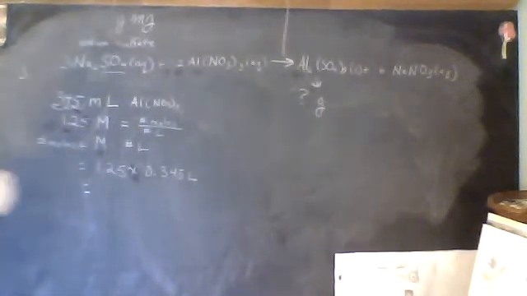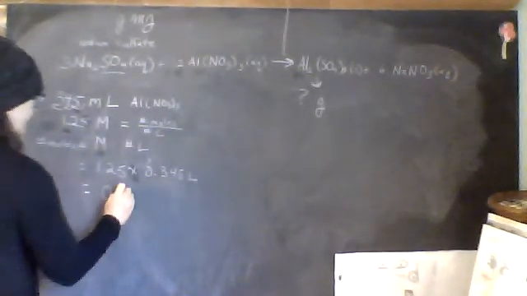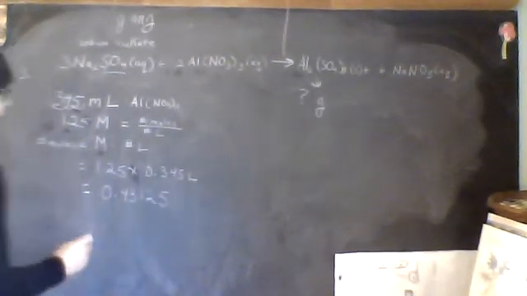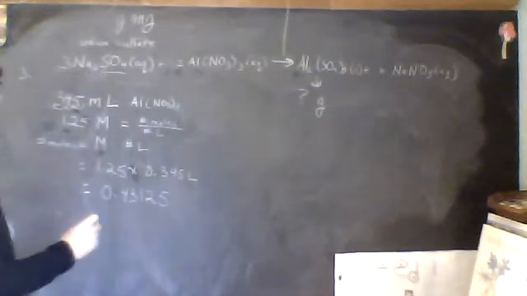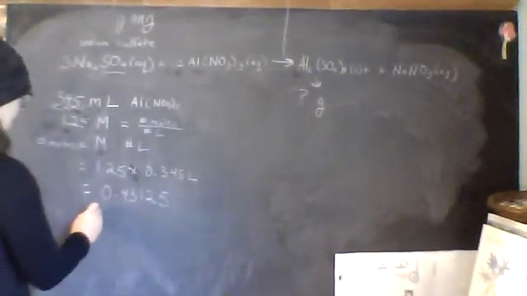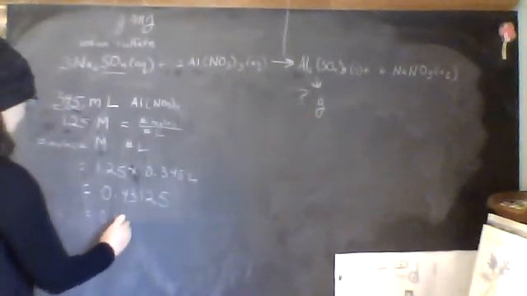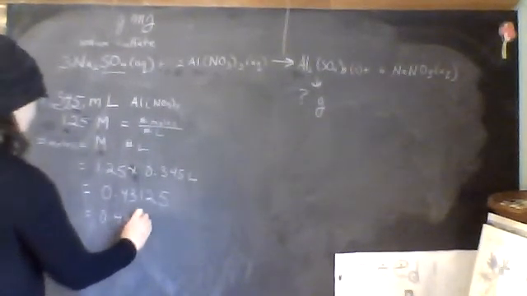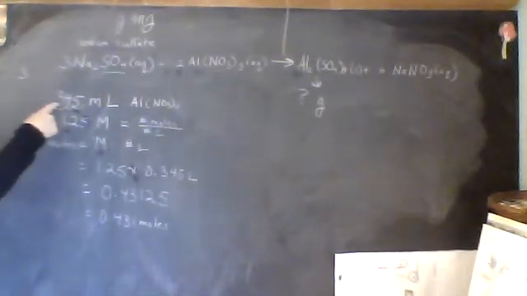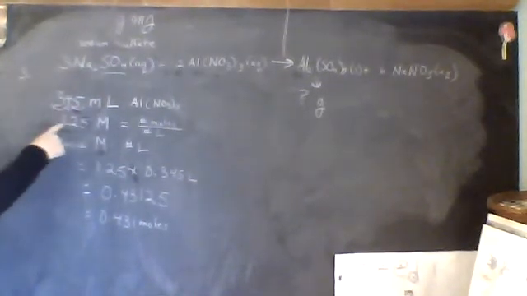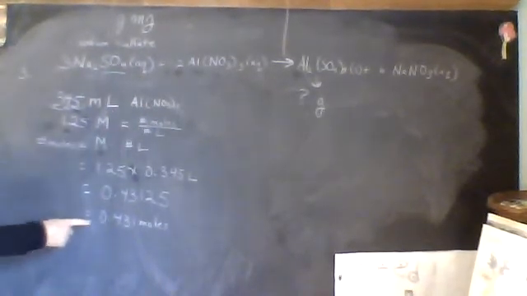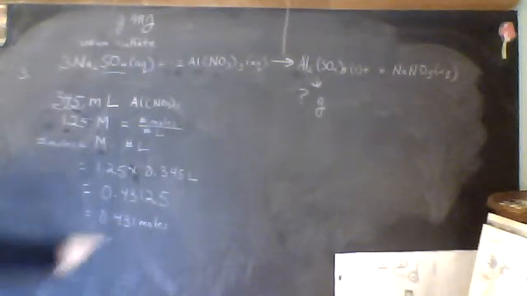Okay, it's 0.43125. So we want to have three significant figures. So 1, 2, 3. And what is this unit? Moles. So if I use 345 milliliters of 1.25 molarity aluminum nitrate, I'm using 0.431 moles.